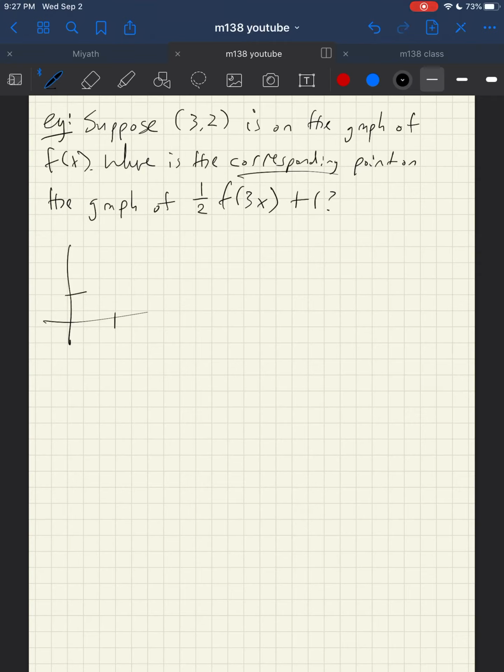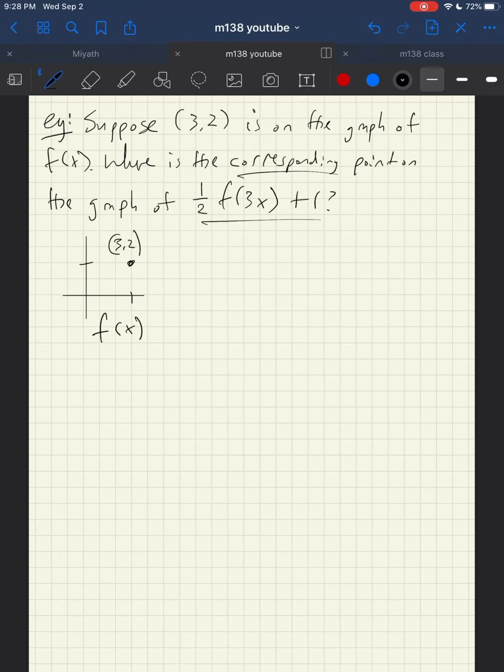this point (3, 2). Let me work with some cleaner axes here. The problem is these don't always line up with the lines exactly. So the point (3, 2): there's 3, there's 2. This is on f of x. I don't know anything else about where this graph is going. I don't know what this function looks like. I just know that (3, 2) is somewhere on the graph. Now let's go step by step and try to figure out where this point travels to.